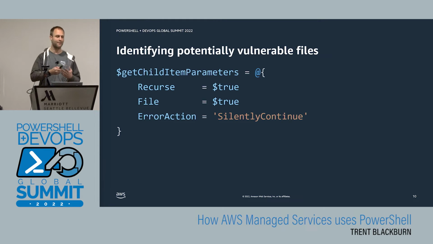Basically, if you've ever run Get-ChildItem, you know that it has a parameter called Recurse. It has a parameter called File. It has a parameter called ErrorAction, which is a common parameter for all PowerShell cmdlets. What we've done is broken out those parameters into this hash table instead of inline when it's executed. You'll see why we do that in a moment.